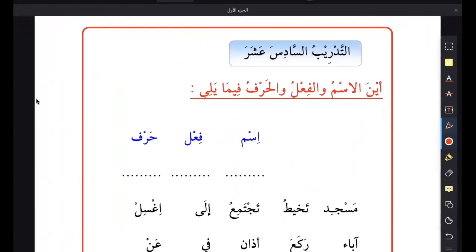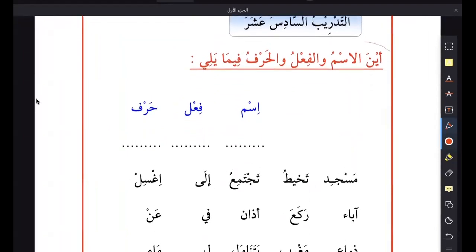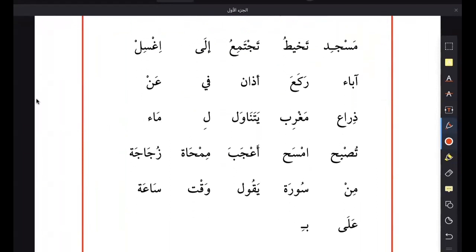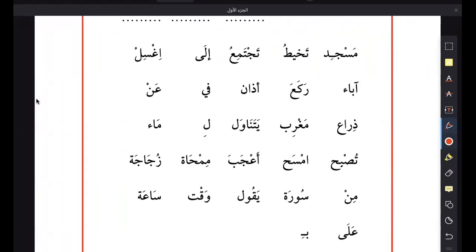So what is this tadrib? He says أين الاسم والفعل والحرف فيما يلي. So he wants to know where is the noun, verb, and particles. So this would be a very good exercise. You can go through all of them and find out which one is what.